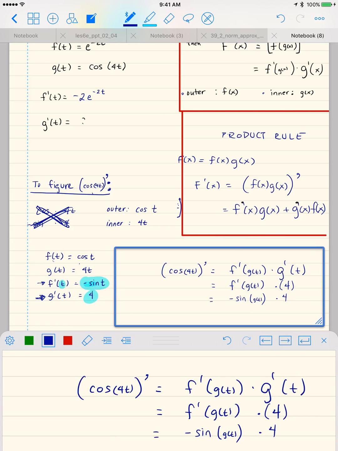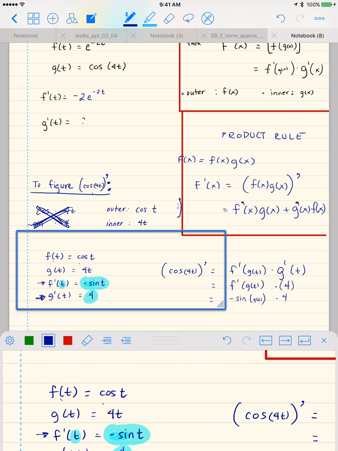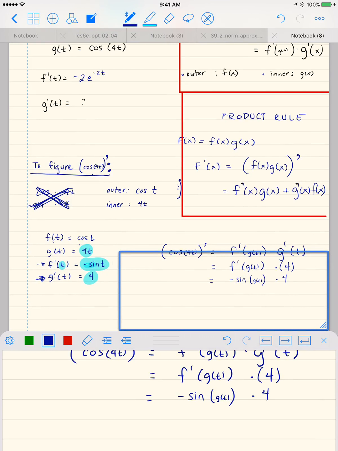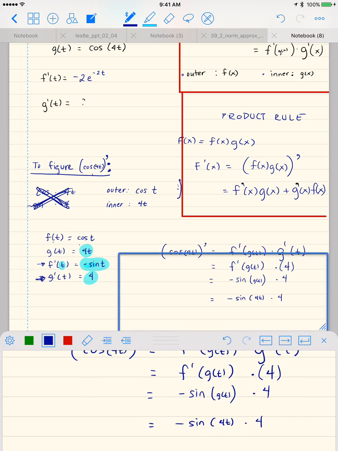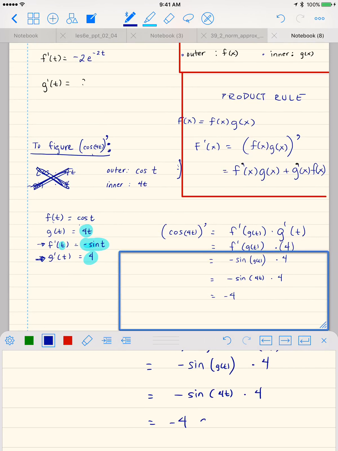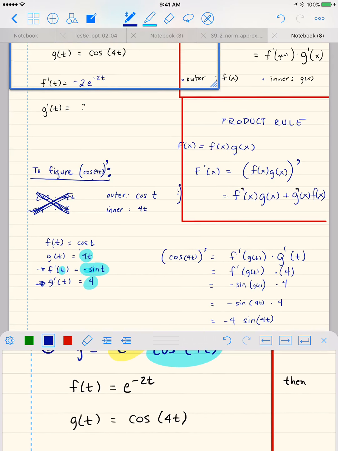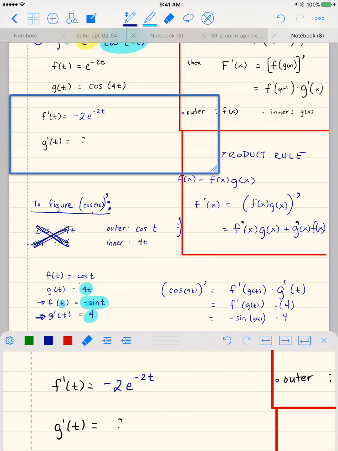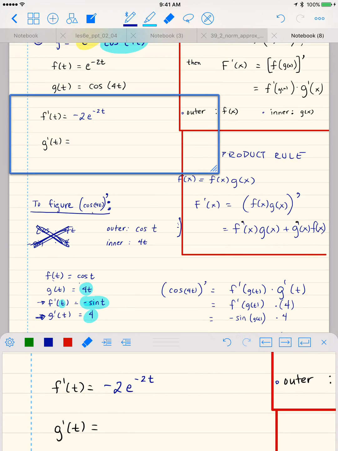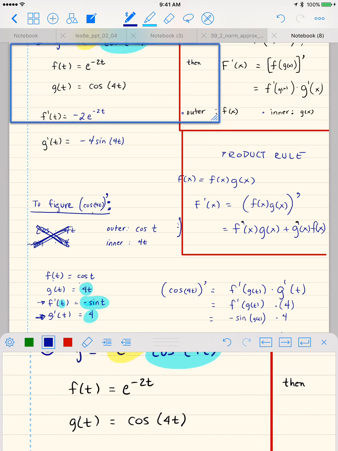Okay, times 4. Now I need to say, what is g of t? G of t is 4t. So I substitute in 4t for my g of t. So I've got negative sine 4t, and then I've still got this times 4. So we can rewrite this as negative 4 sine 4t. So our derivative of cosine of 4t is going to be negative 4 sine 4t. Okay.